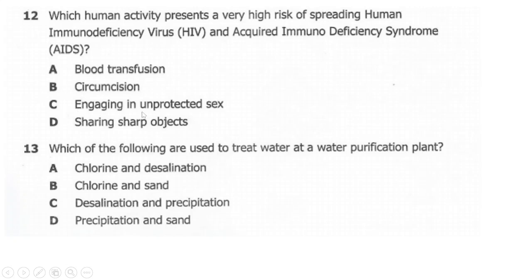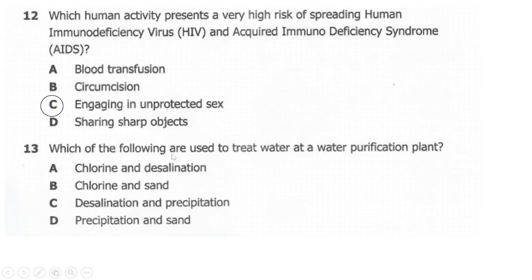Engaging in unprotected sex. Okay, so if you are engaging already in unprotected sex, you are already not protected, so you are at high risk of spreading HIV. So here HIV can be spread because of unprotected sex. Sharing sharp objects, we share many sharp objects. If we are sharing, we are taking precautions of how we share them, then that is okay. So the answer is this one, C.